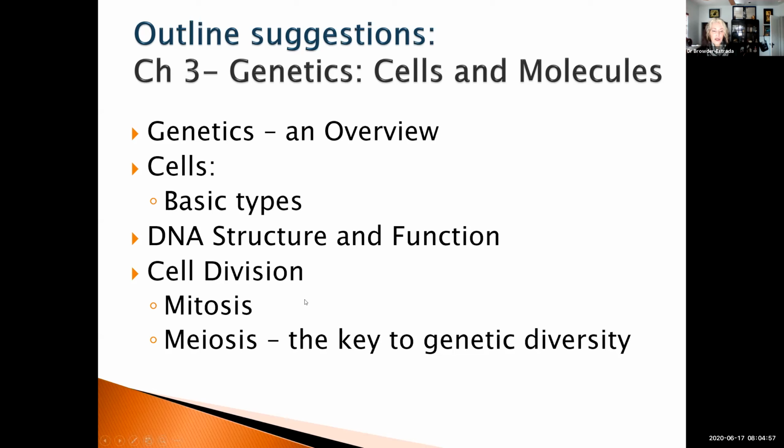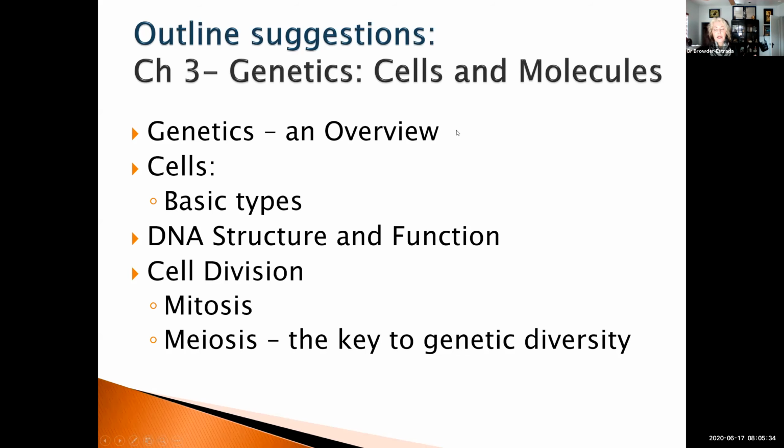And then the last section of the chapter is cell division. So that's going to really start towards the end. It'll be just those last few pages there, the bottom of 45, all the way over to the last of the pages that you're looking at. During cell division, the key to genetic diversity, meiosis, is the first introduction to changes in the DNA sequence. And that'll be just the last two pages of your reading for that one.